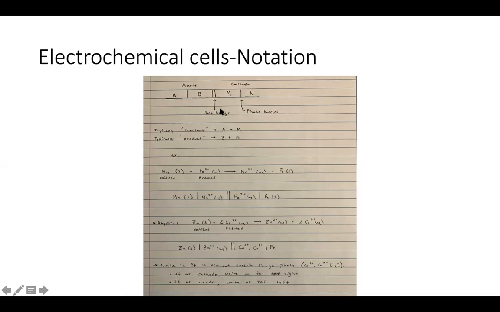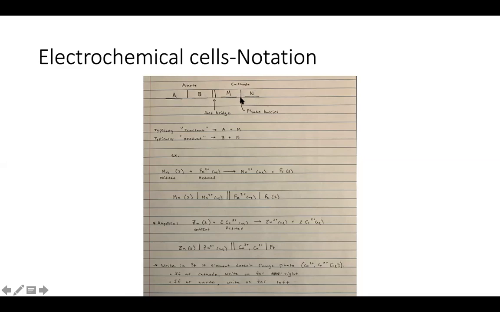Now, Dr. P mentioned that this double line represents the salt bridge. I've always personally thought of it as just separating our anode portion and our cathode portion. The anode portion will always be written on the left. The cathode portion will always be written on the right. That is a must. You cannot interchange them. Anode on the left, cathode on the right.